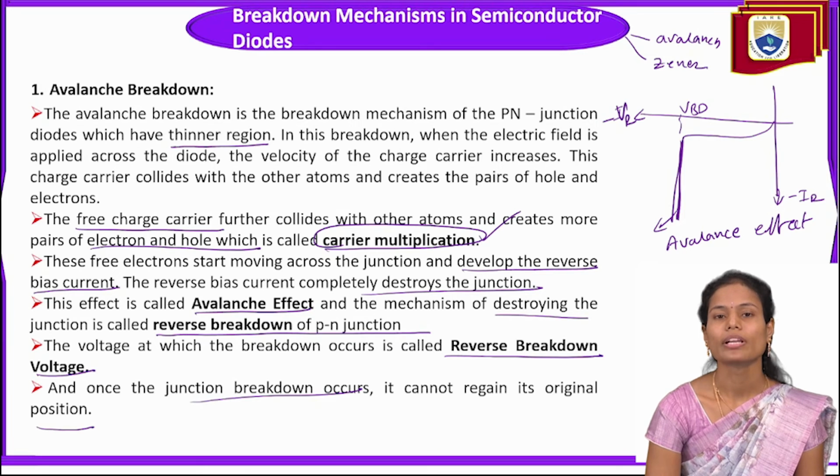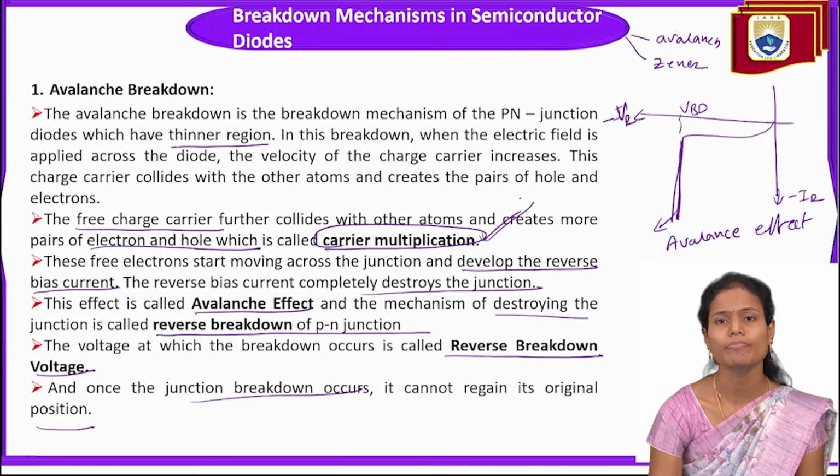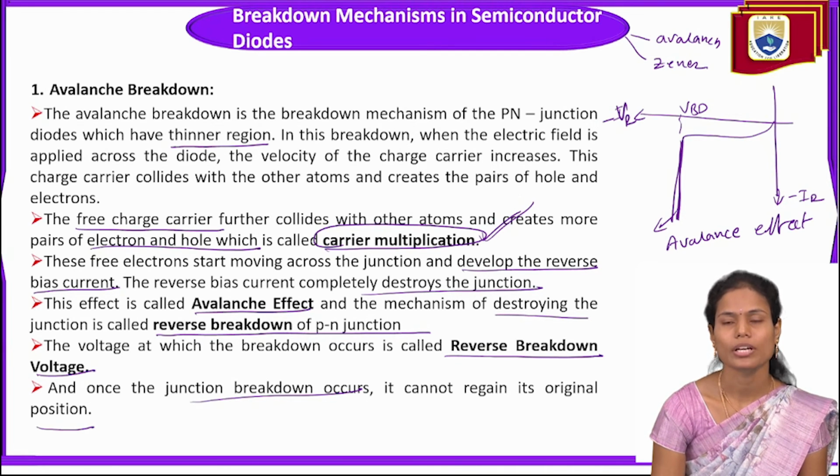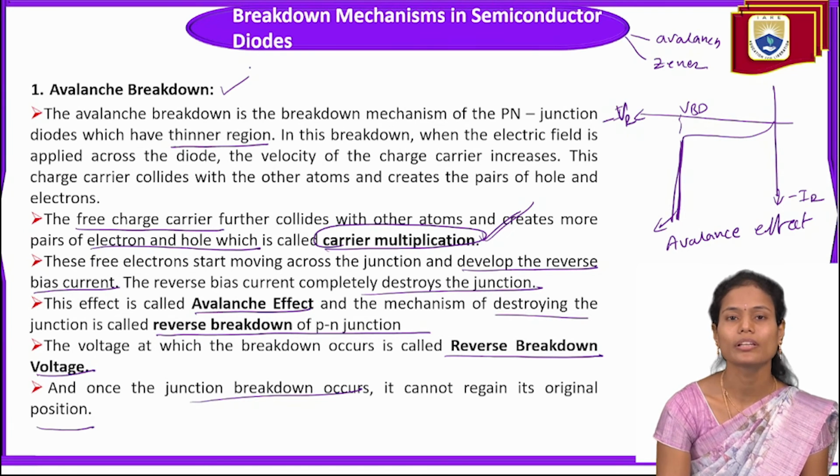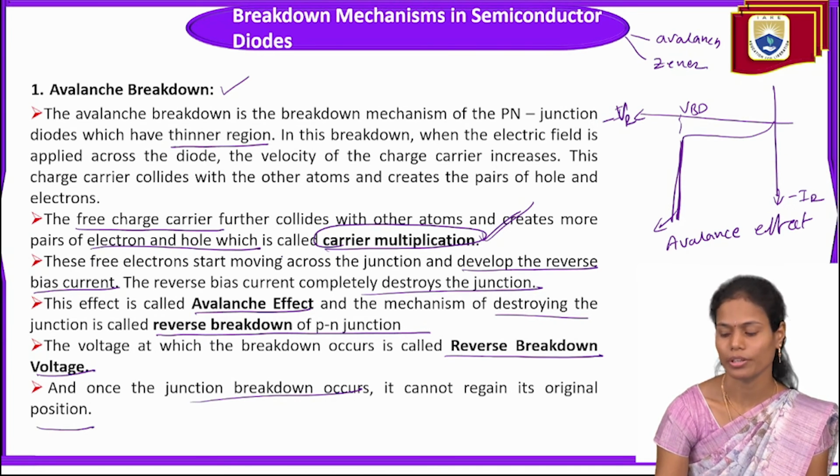Those charge carriers will collide with the other atoms present in the device, and that again continues with the remaining atoms, producing more and more charge carriers. That indicates carrier multiplication. These charge carriers move towards the junction and there is a chance of breaking down the junction. Once the junction breaks down, the device is damaged and we cannot use it. In order to overcome this avalanche breakdown effect, we have to apply very little voltage to the PN junction diode.